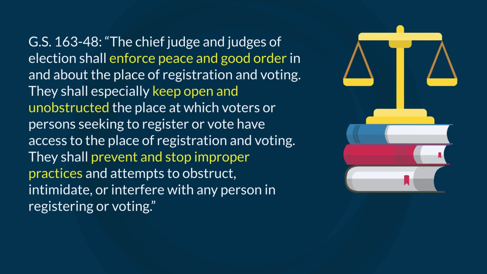North Carolina law requires chief judges and judges of election to enforce peace and good order at the voting site, and to keep the site open and unobstructed. That law also requires officials to prevent and stop improper practices.